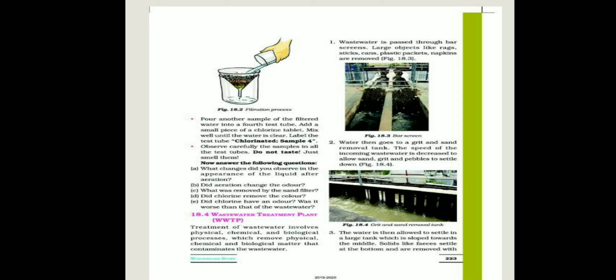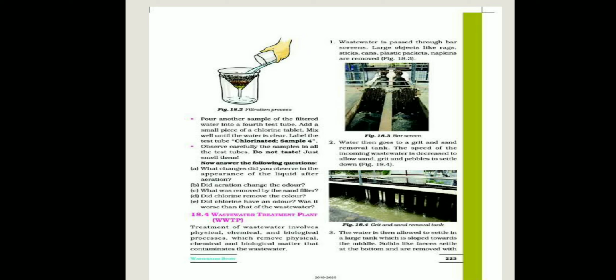Next step, water then goes to the grit and sand removal tank. The speed of the incoming wastewater is decreased, so it allows the sand, grit and pebbles to settle down.